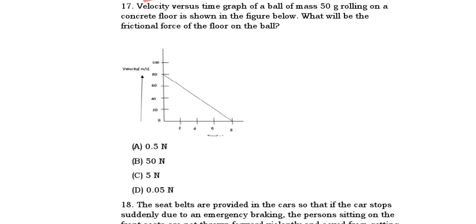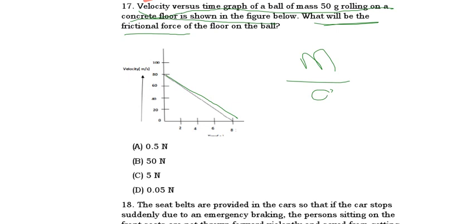Yes, now see, guys, this is one of the important questions. How to solve this problem is important. The way of approach to the solution of this question is important. The velocity versus time graph of a 50 gram ball rolling on a concrete floor is shown in the figure. The ball is rolling on the concrete floor. What will be the frictional force? When the frictional force acts, it is mass times g only. For this question, you can solve it even without pen and paper. The frictional force always acts downwards, that is mg. Here the forces are in newtons.